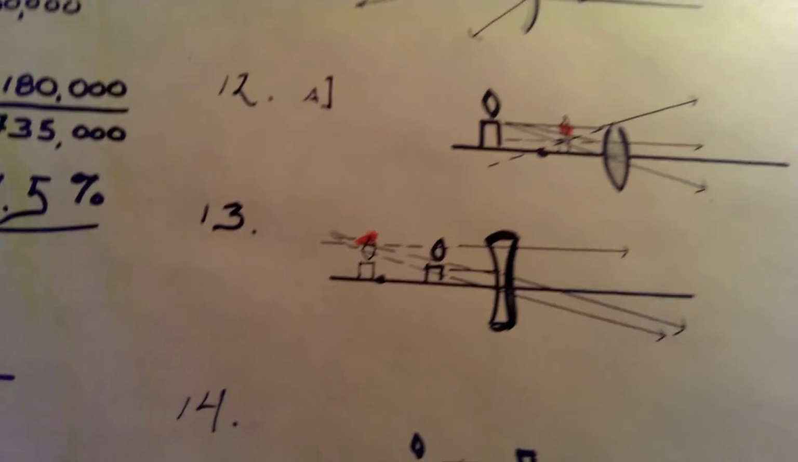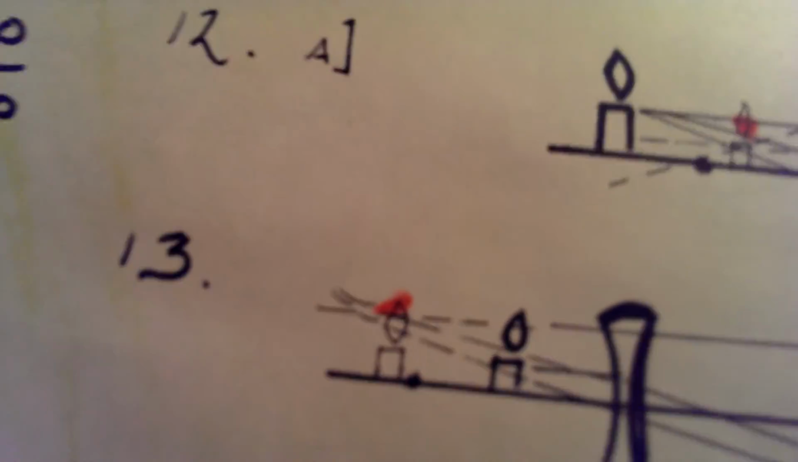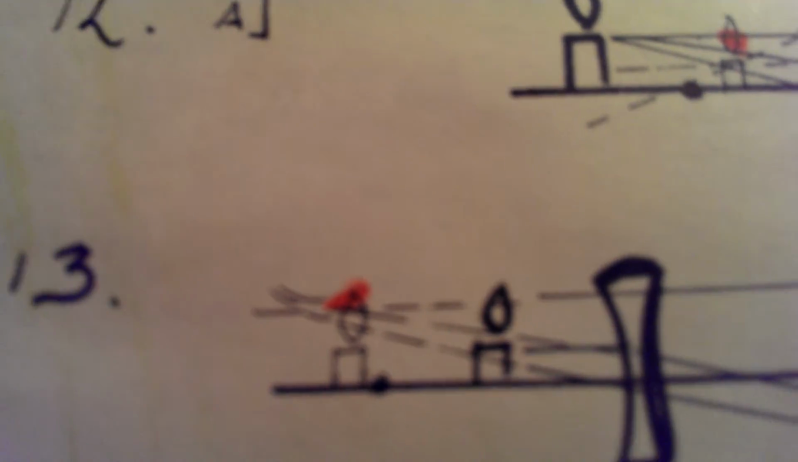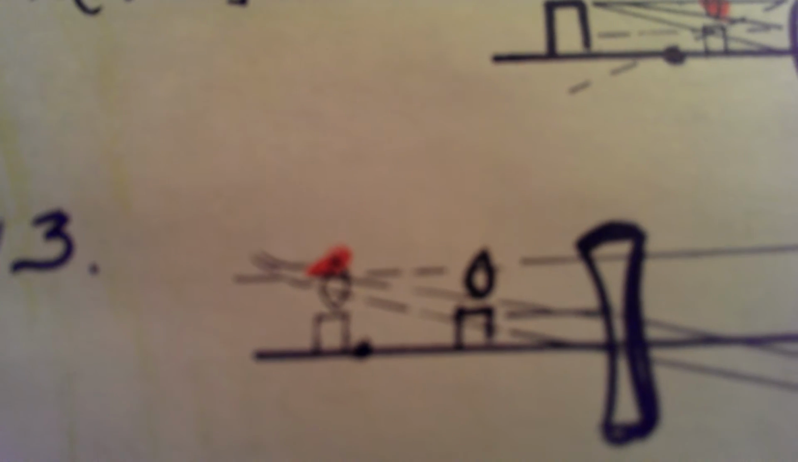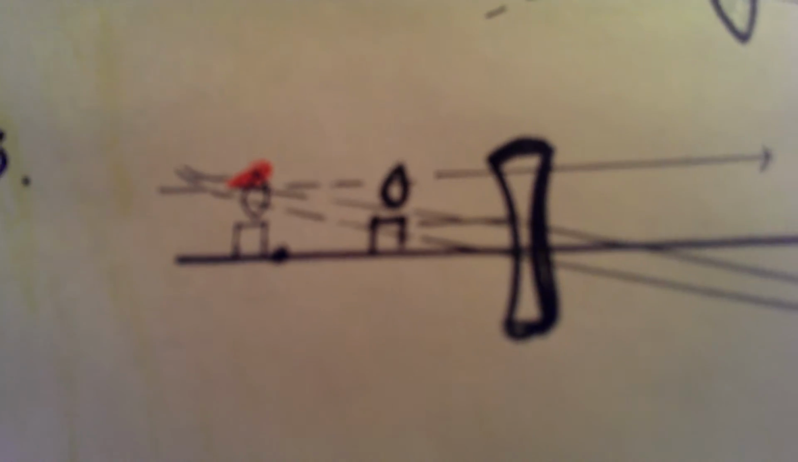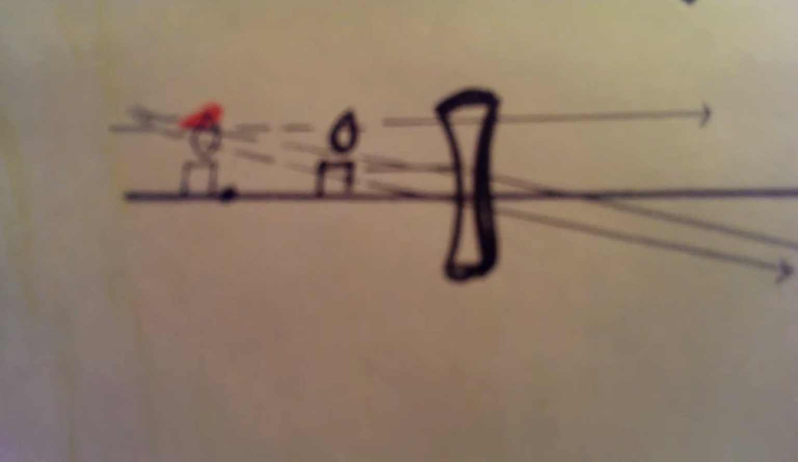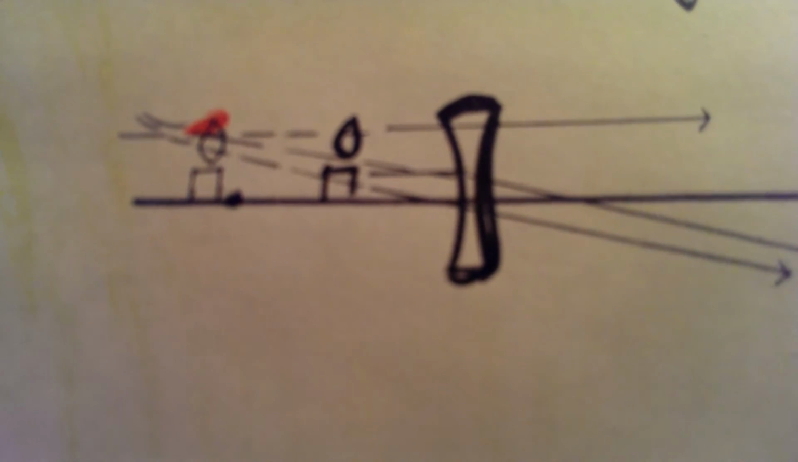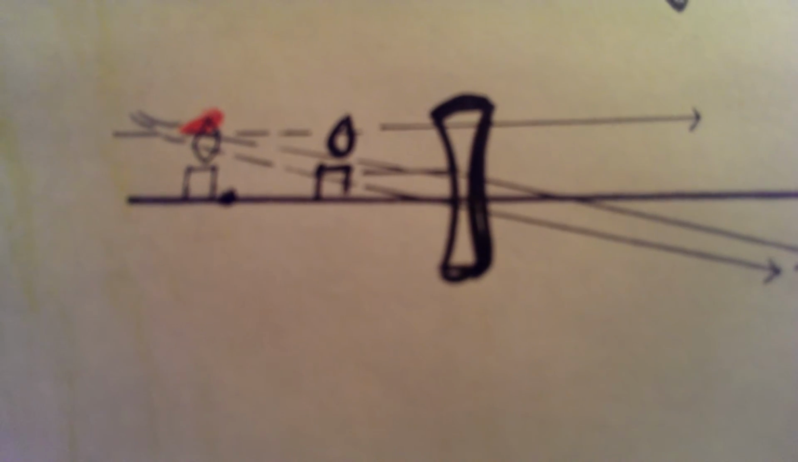And then for 13, we have the same thing. We have a converging lens with a focal length of 25.6 centimeters, and the candle is placed within that focal length. So when you have your 3 rays going back, it appears as if it's a lot closer than it actually is.